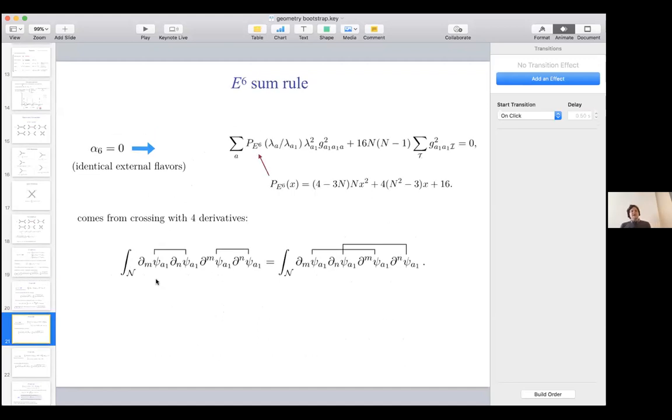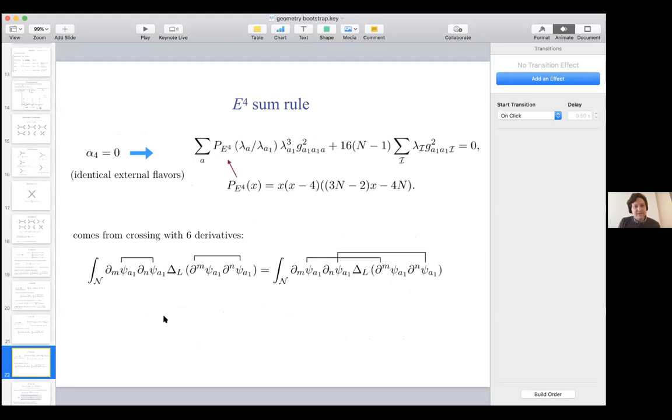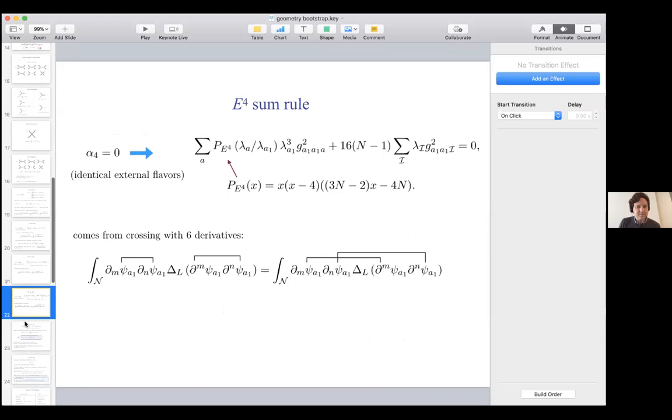Okay, now if we go down to energy to the 6th, here's the expression we get. And again, this comes from some crossing relation that now has 4 derivatives inserted. Going down to e to the 4th, here's the relation we get. And this now comes from some crossing relation which has 6 derivatives inserted. So this is the last one that has to cancel, since we expect the amplitude to go like e squared.